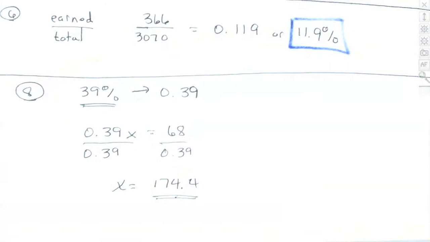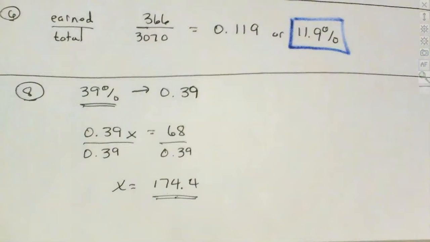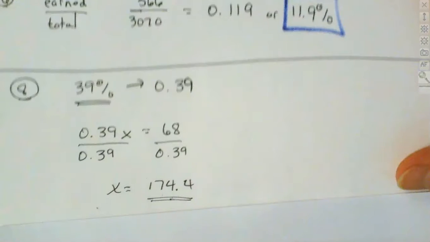17. There are a lot of them like 17. They're all almost the same. We want to find the best buy and give the unit price.